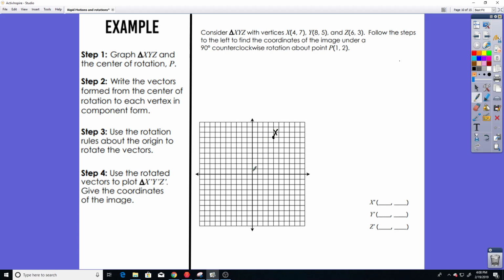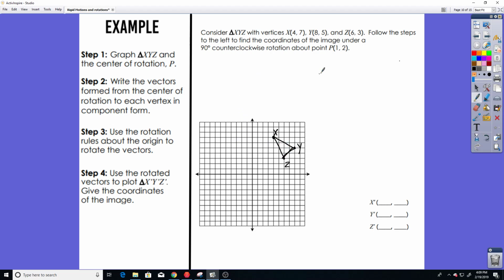Then we've got Y, which is (8, 5): over 8, and up 5. Right there, that's our Y. And Z, which is (6, 3): over 6, and up 3. That's Z. Put it all together, we get a triangle.